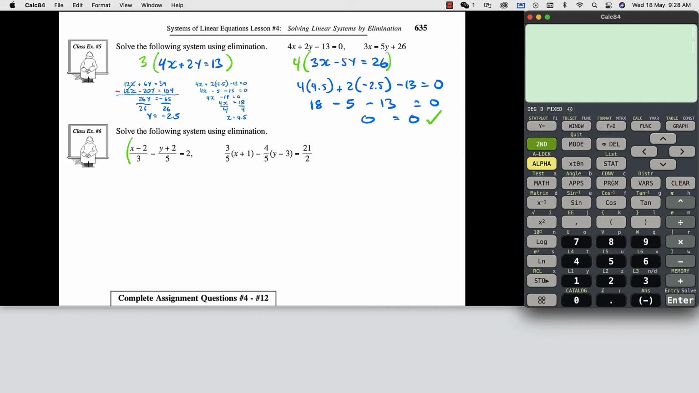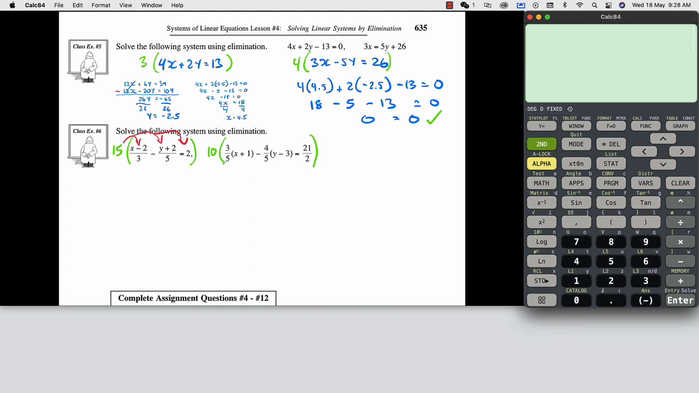So on the first one right here, we've got a 3 and a 5. A common denominator is 15. So we will multiply 15 by that, and that. And on the second one, we've got a 5, 5, and a 2. So we will multiply that by a 10. Okay, so that'll be the first thing we're going to do.